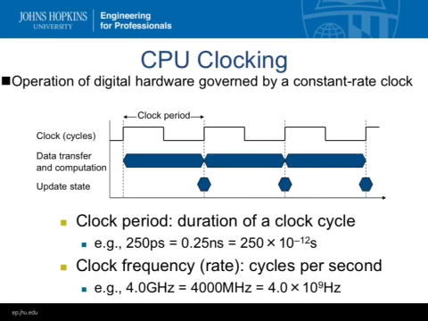Another way we measure that is with the reciprocal of that, which would be the frequency. That's the number of cycles that the computer will run in 1 second, and it is the reciprocal of the period. So 4 times 10 to the 9th hertz is the reciprocal of 250 times 10 to the negative 12th seconds.